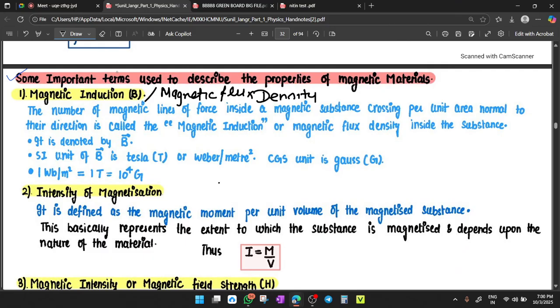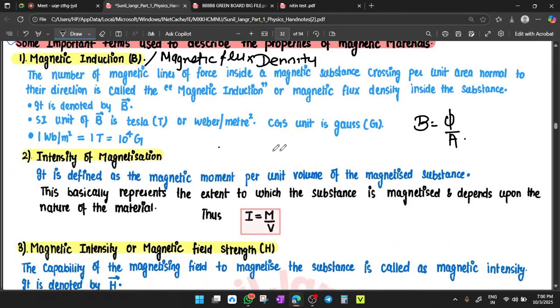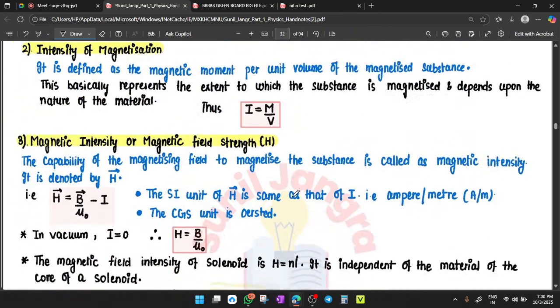As a quick revision, B is equal to the number of flux per unit area. The number of magnetic lines of force inside a magnetic substance crossing per unit area normal to their direction is called magnetic induction or magnetic flux density. Then we studied intensity of magnetization: I is equal to magnetic moment induced per unit volume.